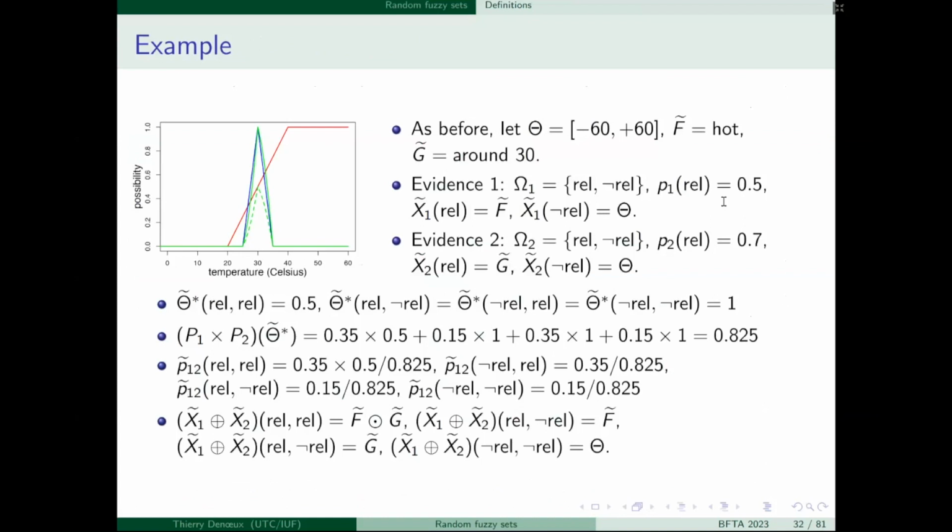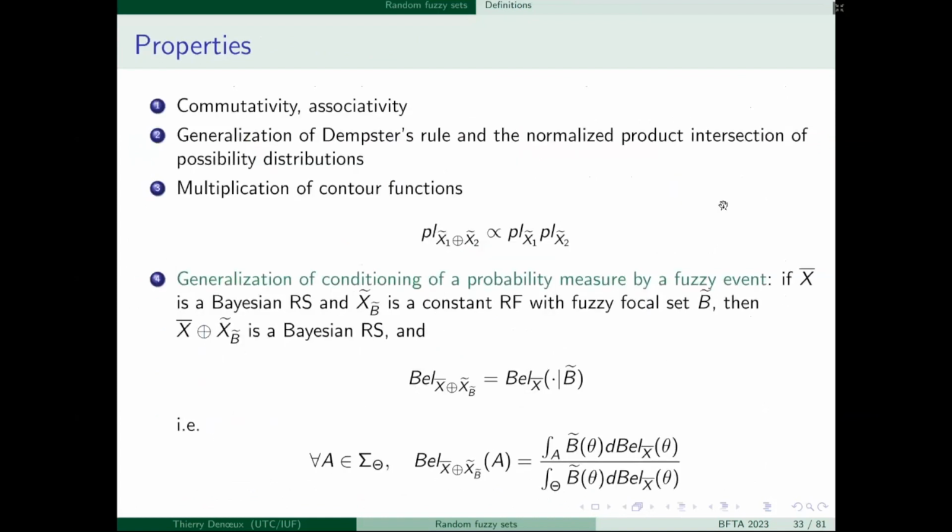Okay, I can skip this because I'm running fast. So the properties are these ones. This mapping is commutative, associative. It generalizes both Dempster's rule and the normalized product intersection of possibility distributions, because a special case is where the two random fuzzy sets are actually random sets. In that case, we get the same thing as Dempster's rule. Another case is when the two random fuzzy sets are constant, it's the same thing as a possibility distribution, and in that case, we get the normalized product intersection of possibility distributions.